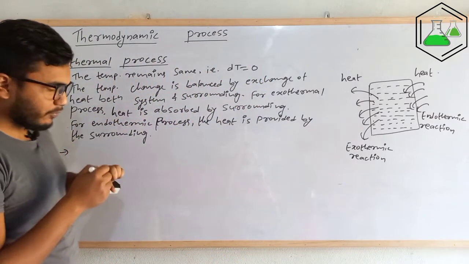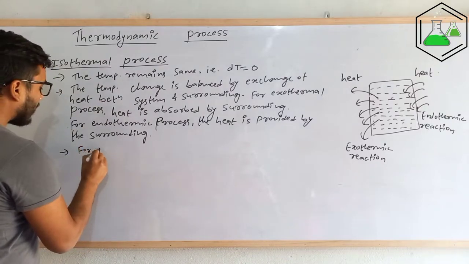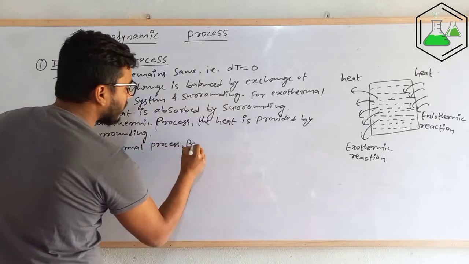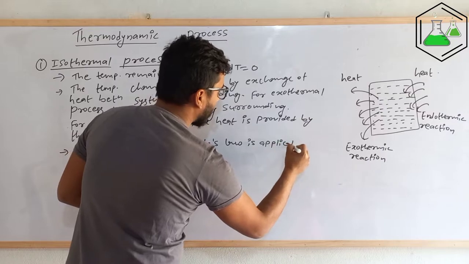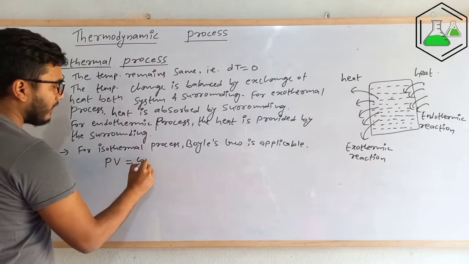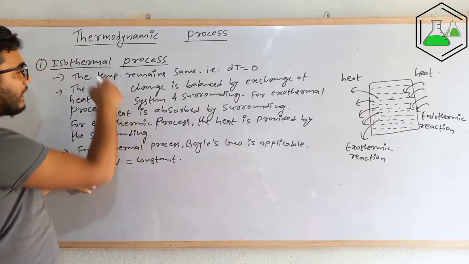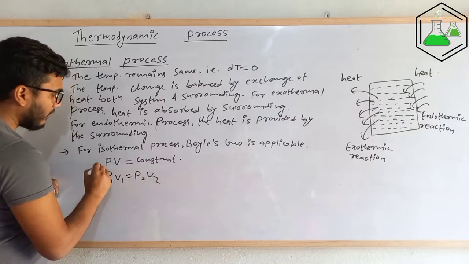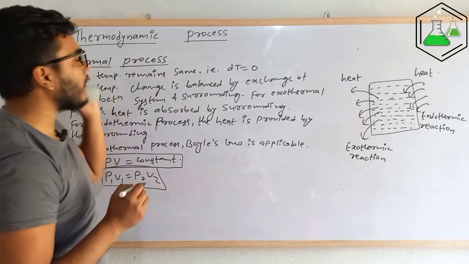Now, another thing about isothermal process is that in isothermal process, Boyle's law can be applied. So, for isothermal process, Boyle's law is applicable. The Boyle's law states that the product of pressure and volume remains constant in case of isothermal process. The product of pressure and volume of the system remains constant. So this can be written as P1V1 equals P2V2. And this is what we call the Boyle's law. Okay, these both are the Boyle's law. And Boyle's law is only applicable for isothermal process.